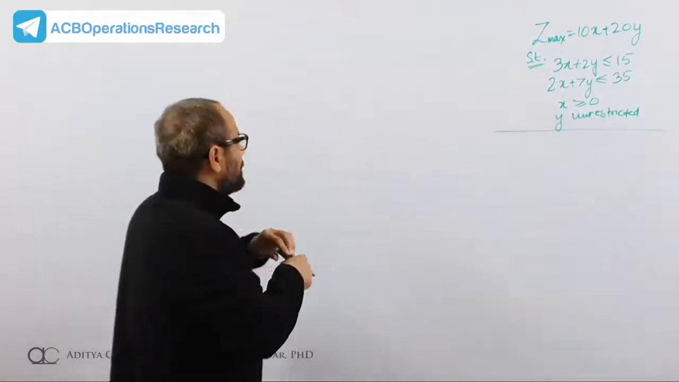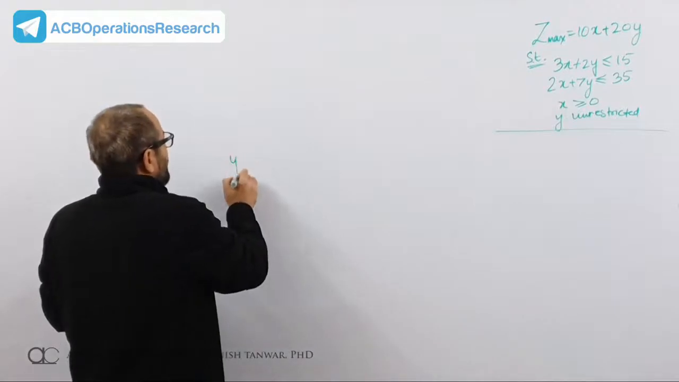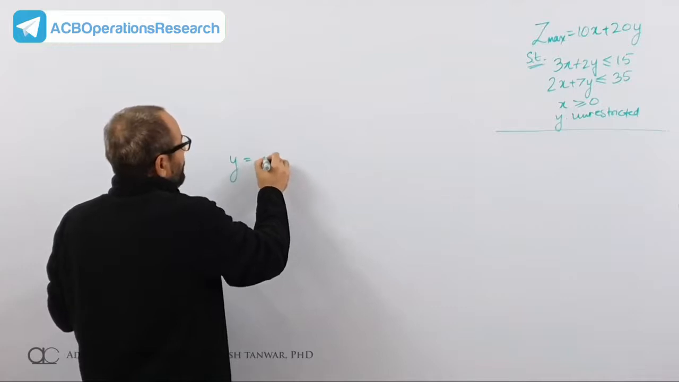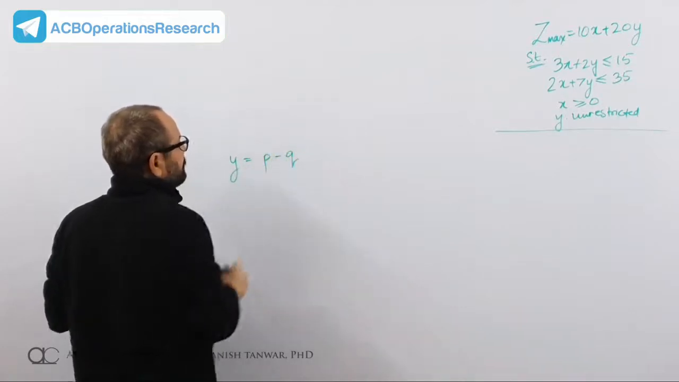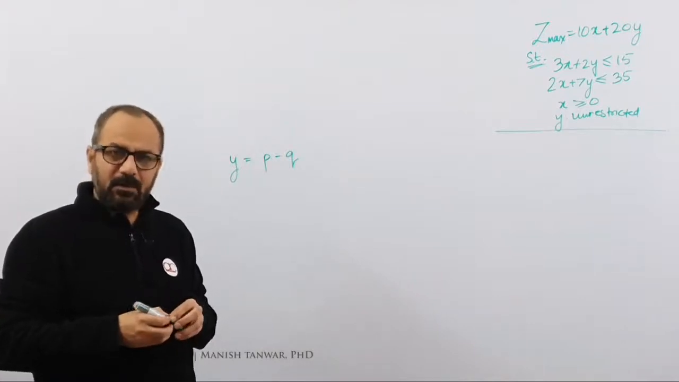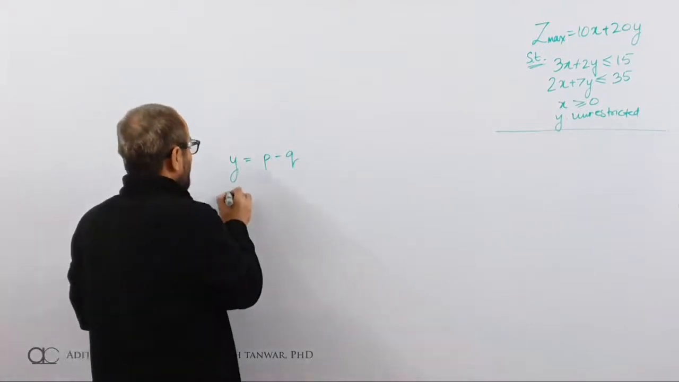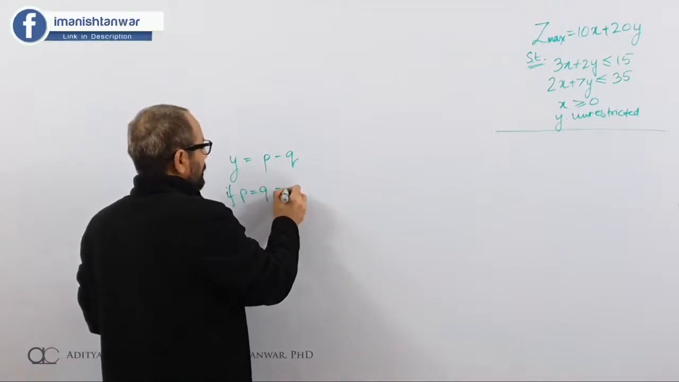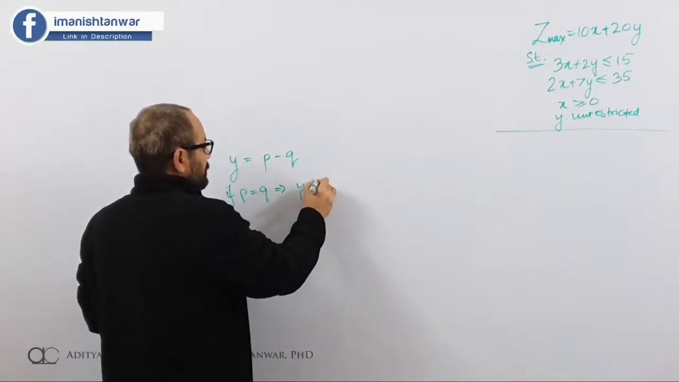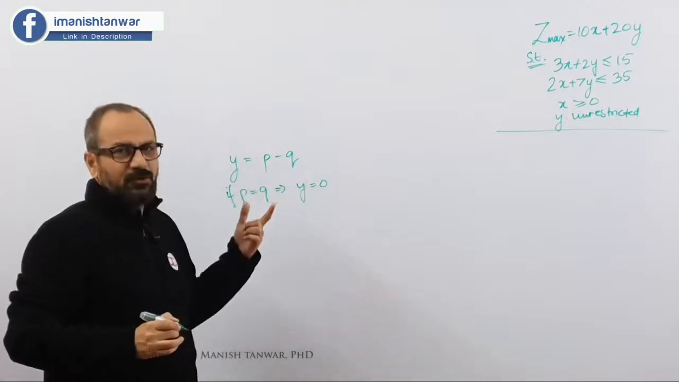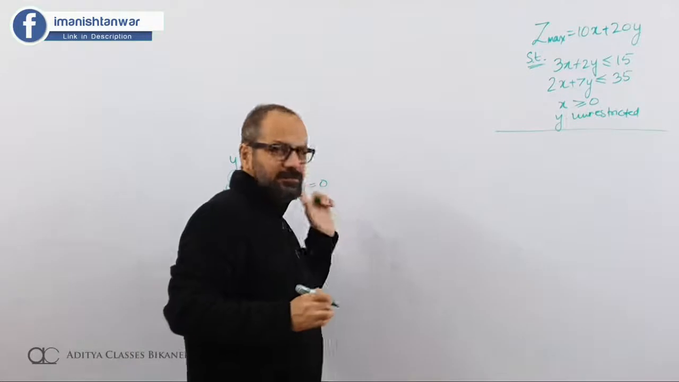What I'll try and do is put up some value of y. Let that value be p minus q. I'll represent y by p minus q. Now what happens in this case is, if p is equal to q, y is equal to 0. So y can take a value of 0.